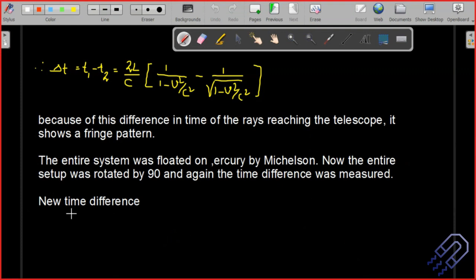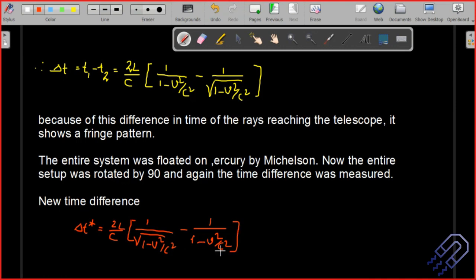So the time difference, let's say delta T star, is equal to 2L by C. That will remain. We are just considering the magnitude, remember. And it will just get reversed. That's the change we have: 1 divided by root over 1 minus v square by c square, minus 1 divided by 1 minus v square by c square. So if it is rotated by 90 degrees, this time gets reversed. Now we can also calculate this difference.